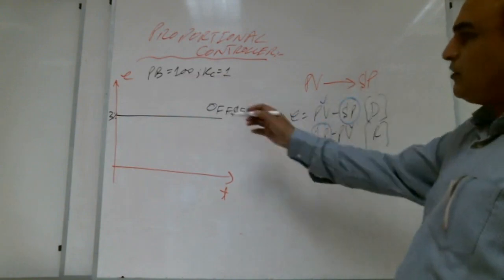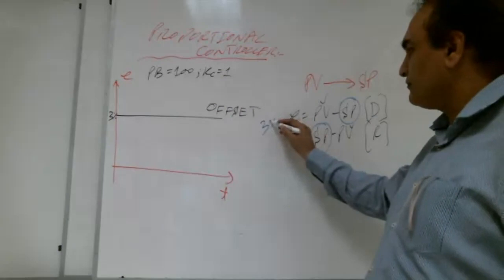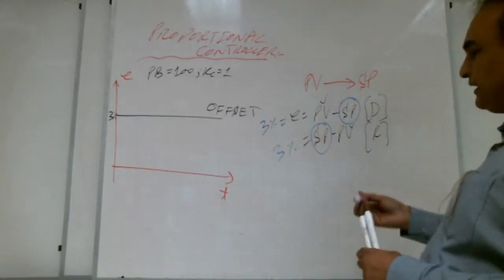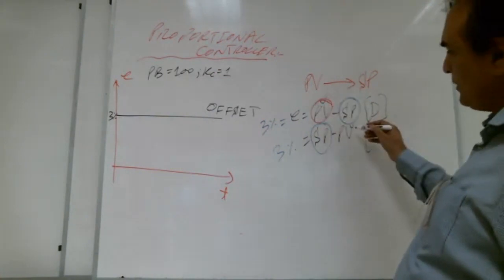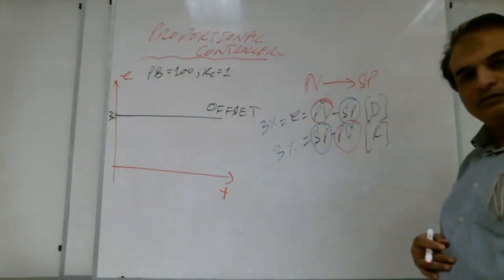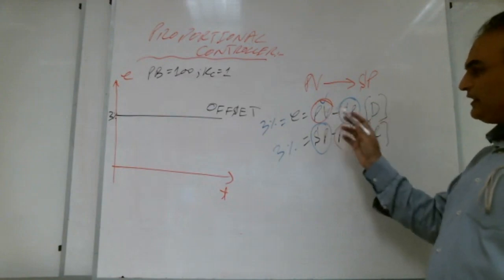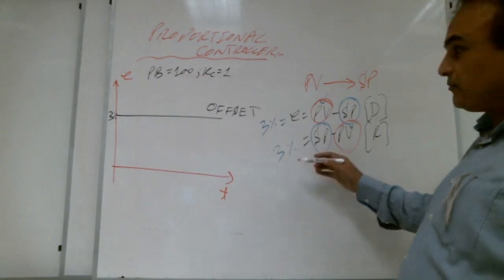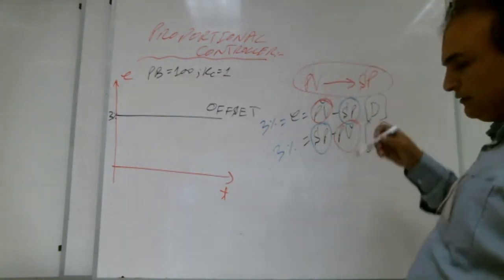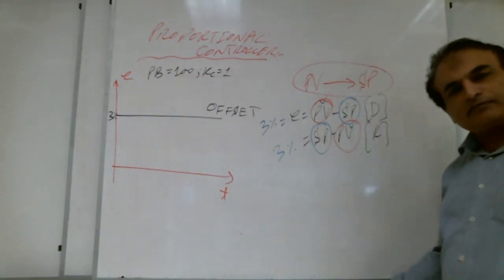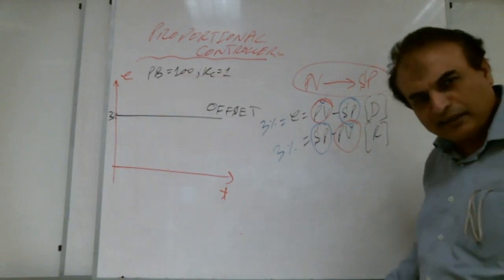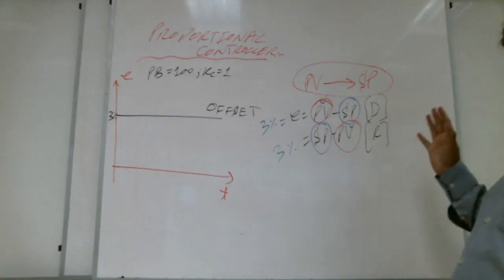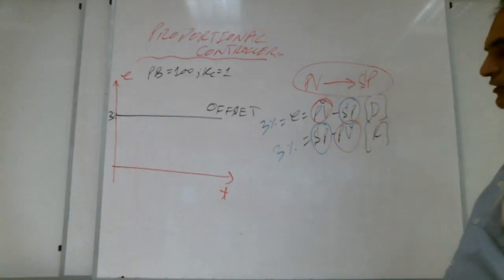Now, if the error becomes constant, how much? 3%. So what does it mean? It means PV also becomes constant. So set point and PV both become constant. And what is their difference? 3%. Is it possible to bring the PV near to set point? No, not possible. Very good. So it is not possible to bring the PV near to set point.